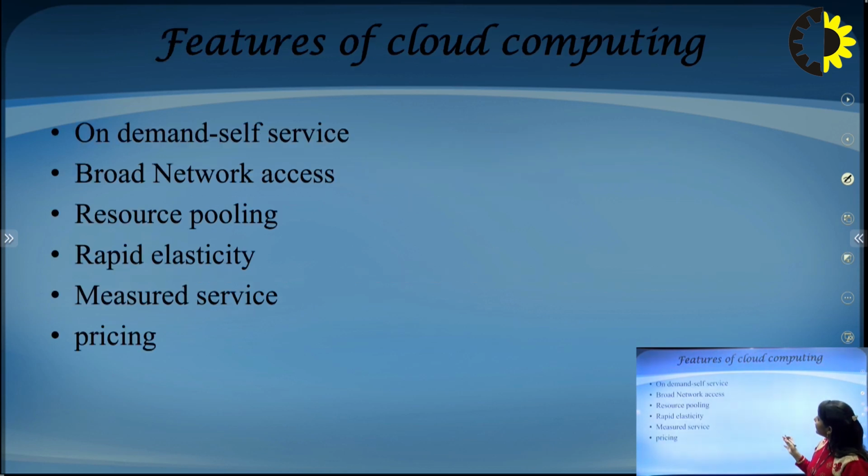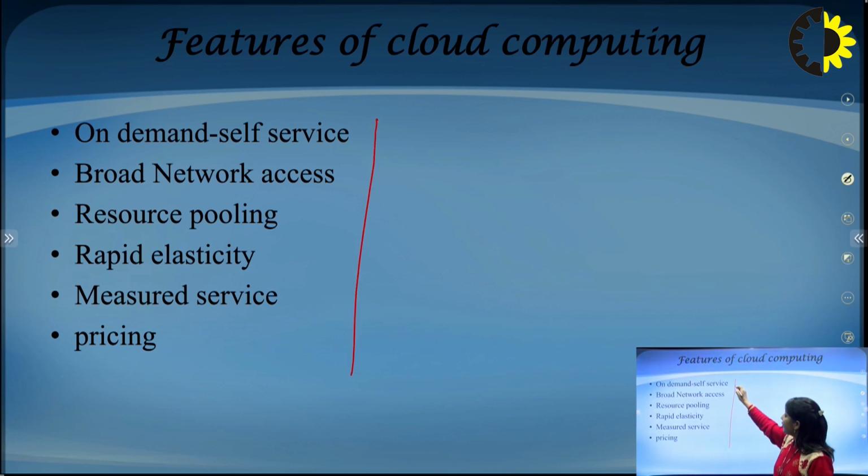These are the features of cloud computing. We have on-demand services, which means all the services are provided to the consumer on the basis of demand. And there is broad network access. Broad network access means you need to connect your system to the internet and the public network, and then you can access the service from any location.